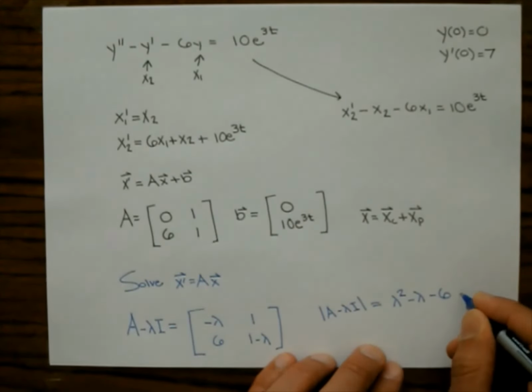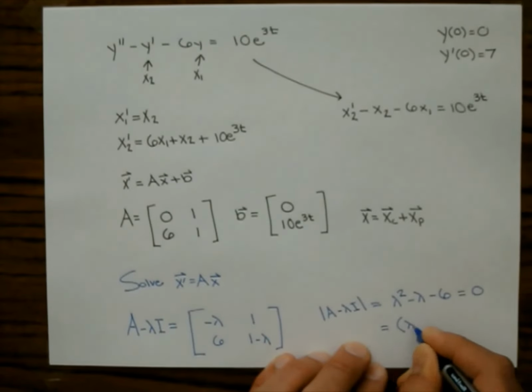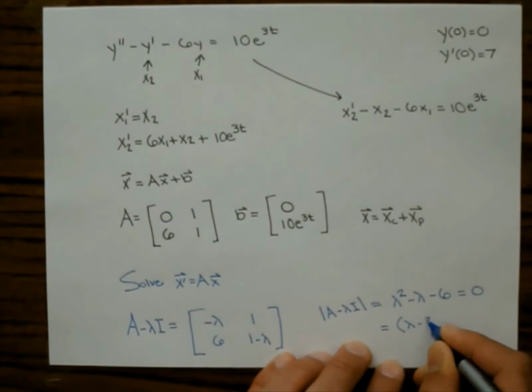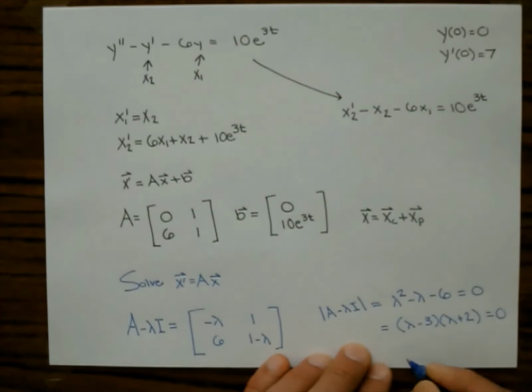And so we should expect to see connections when we do this problem 4 different ways. I'm going to set this thing equal to 0. Hopefully we know what this thing factors into. It was lambda minus 3, lambda plus 2, so that equals 0. So I have two lambda values. Lambda equals 3 and lambda equals negative 2.